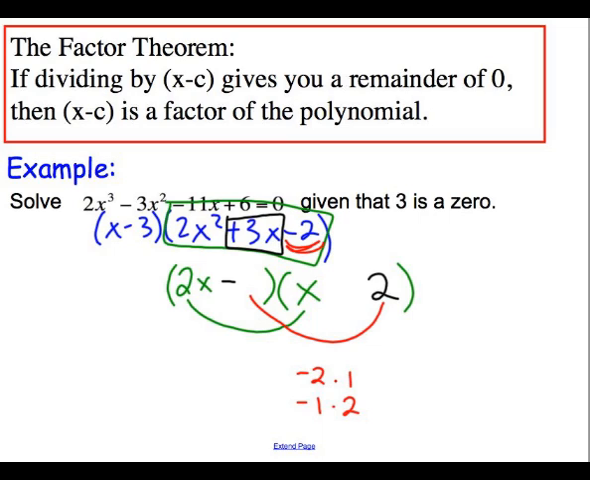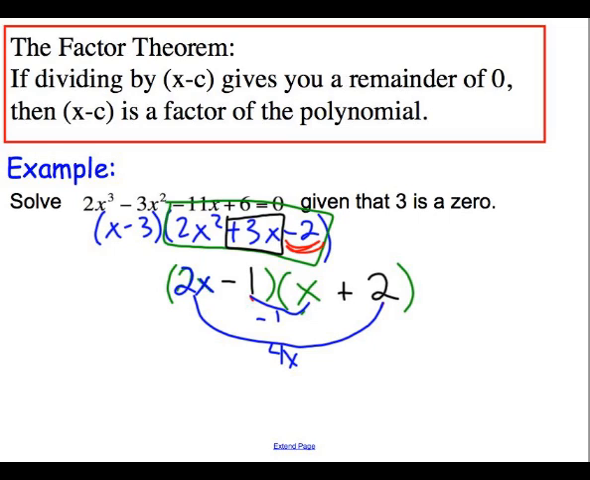And I'll tell you what I mean by creating 4. So this is what I'm tempted to do. Because if I multiply this 2 times this 2 and do the outer terms, I get 4x. And when I multiply the inner terms, I get negative 1x. And that adds to 3x. Okay? So this is how I do it in my head.